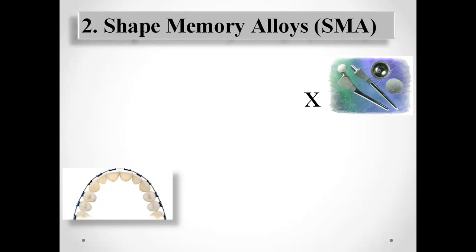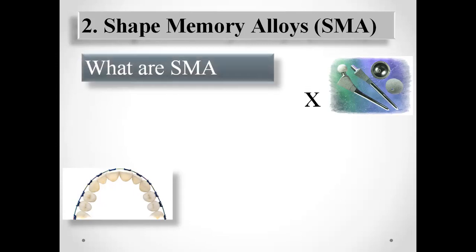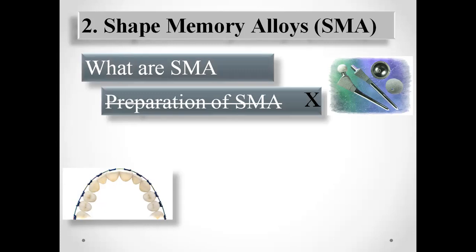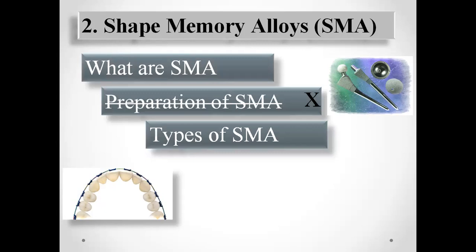Okay, so the second class of materials is called shape memory alloys. As I said before, we are going to see what shape memory alloys are, and preparation is not needed for shape memory alloys. For your case, it is not given in the syllabus. Okay, so we are going to see the types of shape memory alloys.